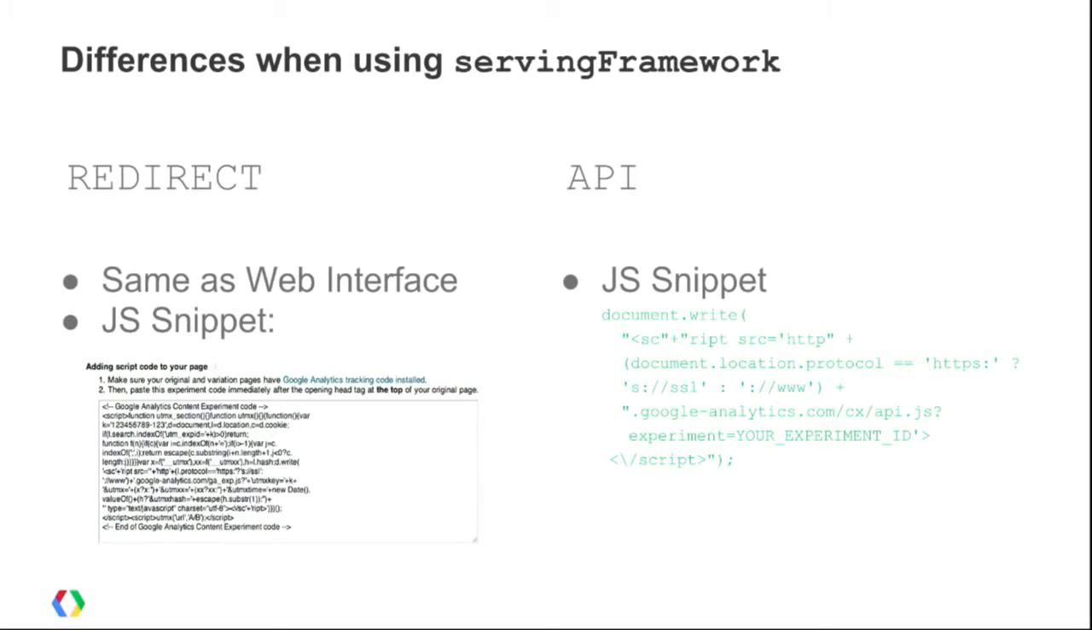You could actually set redirect and use the JavaScript snippet from the API one. It wouldn't make a difference. It doesn't actually affect anything else. It really just changes that snippet; it's just a helper for you.